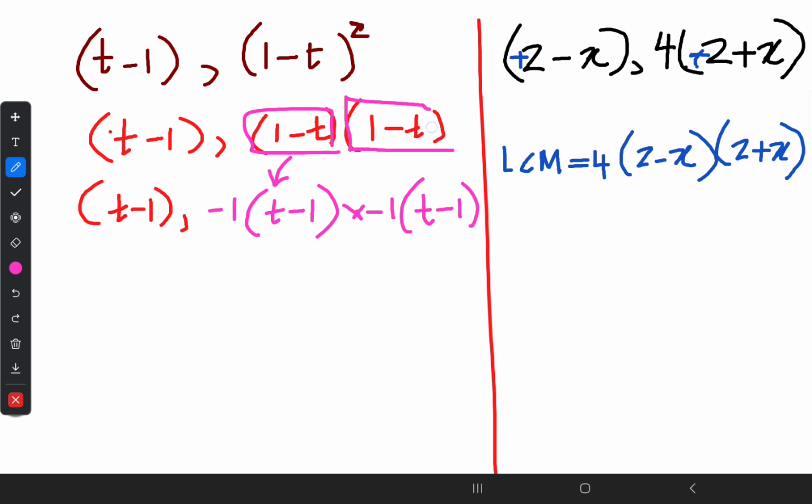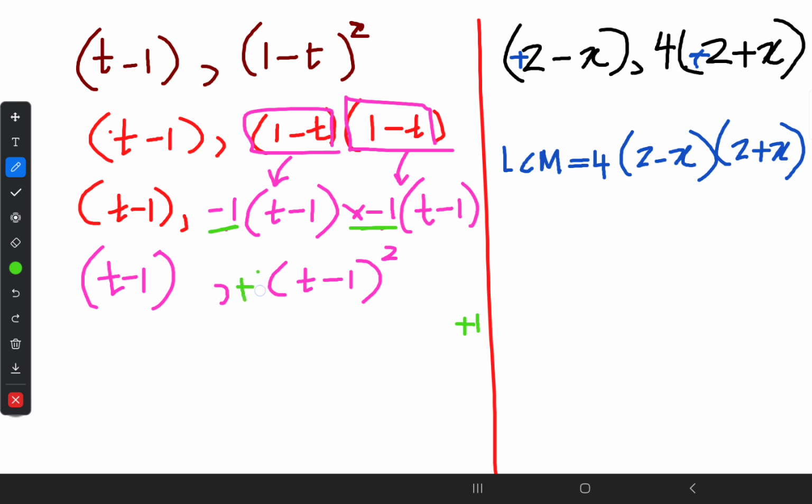Again we have another factor 1 minus t. Here also you have to select negative 1 as a common factor. Thereafter I'll write t minus 1. Look at this. This is multiplication. Negative 1 multiplied with negative 1 will become positive 1. t minus 1 multiplied by t minus 1 will become t minus 1 square, because negative 1 multiplied by negative 1 will become positive 1.